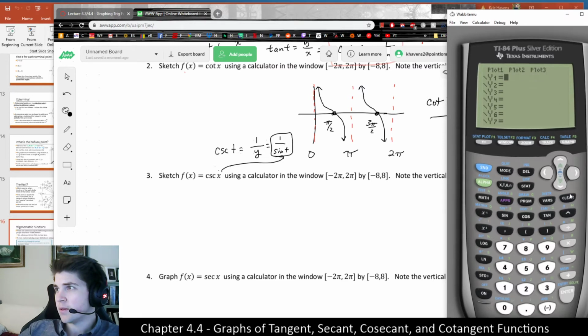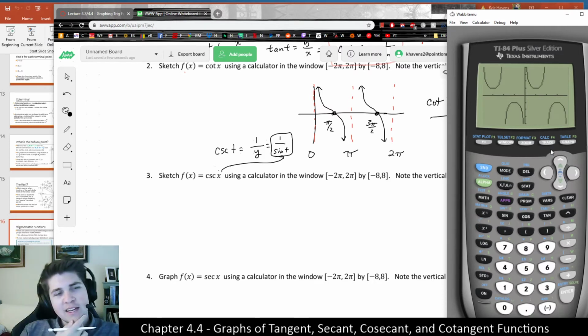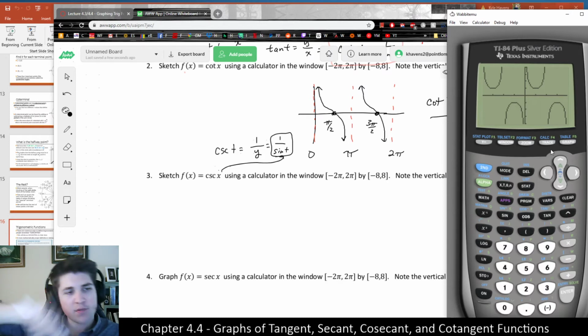Y equals 1 divided by sine, which is the cosecant function. If I hit graph, we can check out what it looks like. Notice that it looks sort of like an inverted sine wave. Instead of being a normal wave that's bouncing up and down, it's exploding up to infinity, because it also has vertical asymptotes like tangent and cotangent, but it's stuck in between them. Instead of going back and forth, it's right in between.